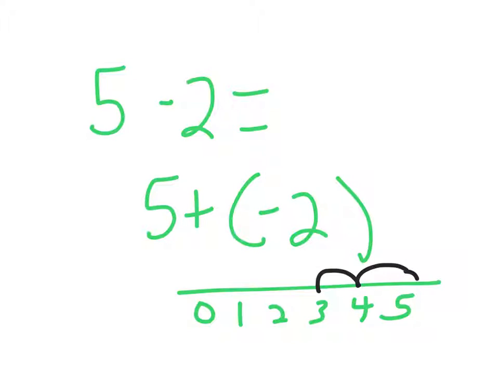And if I had this equation, 5 minus 2 on a number line, you would rewrite it as 5 plus negative 2, and you would start with a 5, and then you would move the negative 2, and your answer is going to be 3.